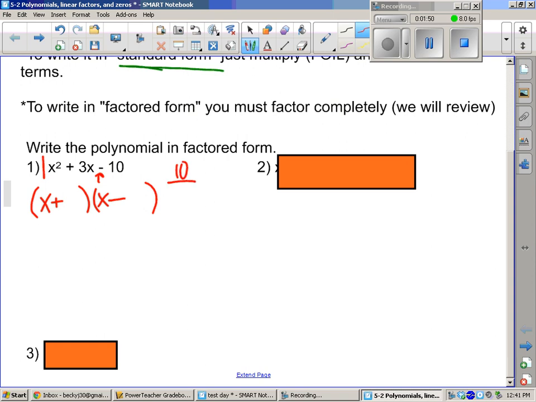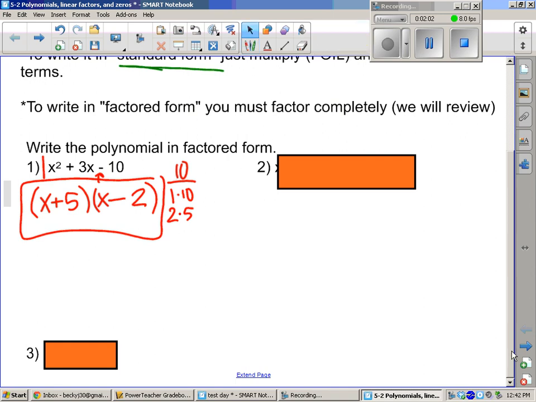Factors of 10: 10 and 1, 5 and 2. And which one do I want to write? 5 and 2. That's it. That's the factored form of that polynomial. So 2 and 5 are factors of 10, and then these two are factors of that polynomial. Exactly.